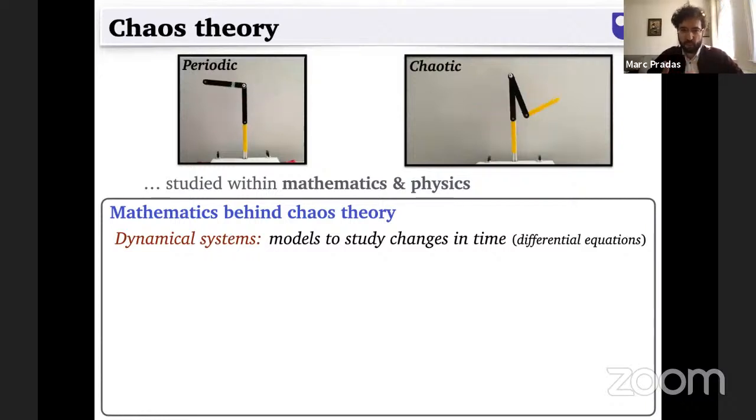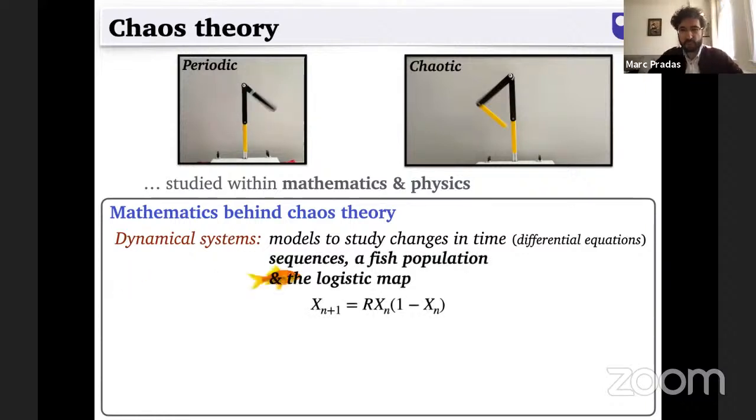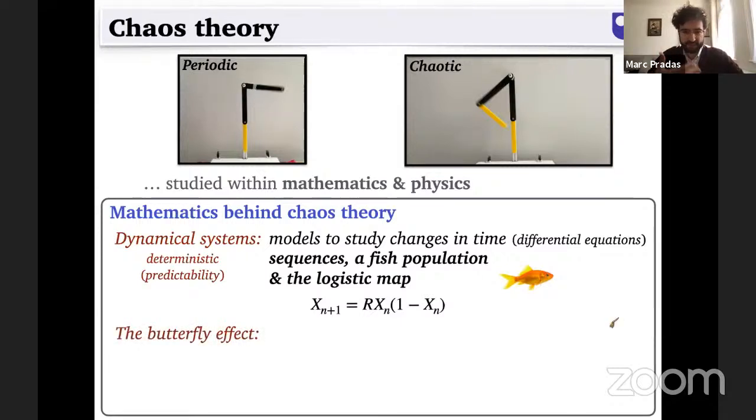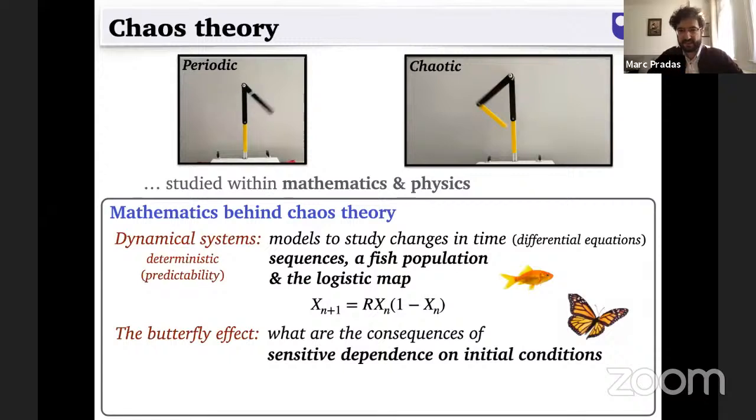But instead of looking at differential equations, here we'll try to model things that change in time by looking at sequences of numbers. And we'll be looking at a very important and famous equation known as the logistic map. We'll explore the idea that these dynamical systems are in fact deterministic, which means that they are predictable. But because they are very sensitive to the initial conditions when we are dealing with chaotic systems, this leads to the concept of the butterfly effect, which basically challenges this idea of being deterministic. So we will explore the consequences of this phenomenon of sensitive dependence on initial conditions.